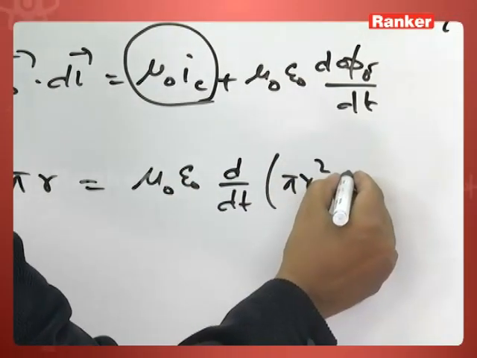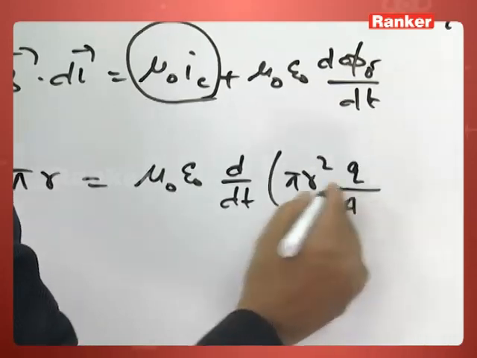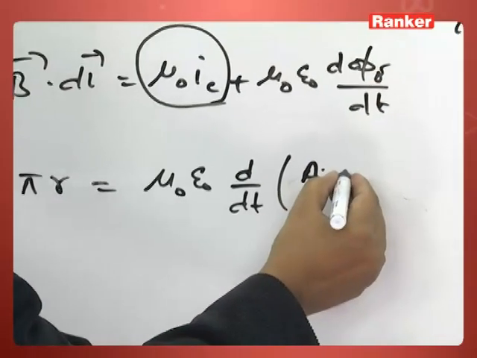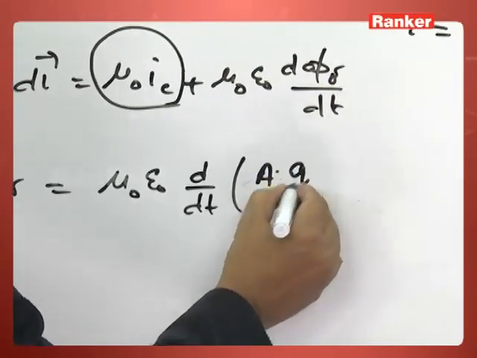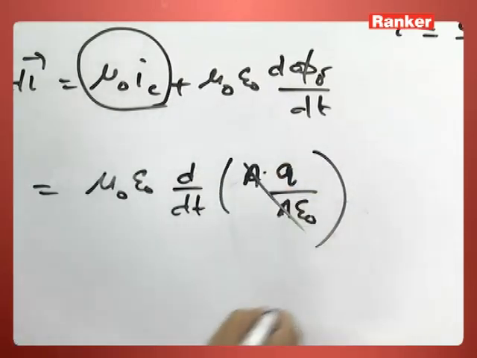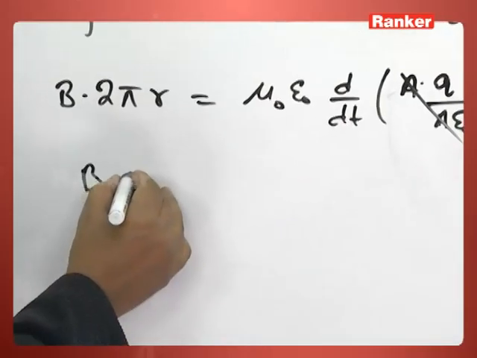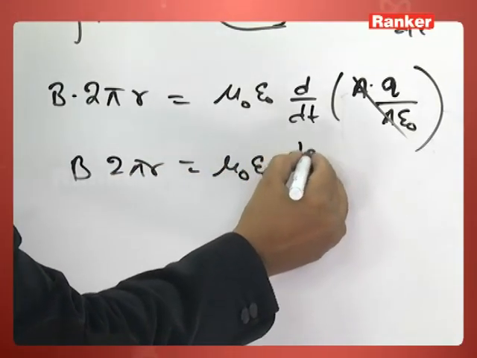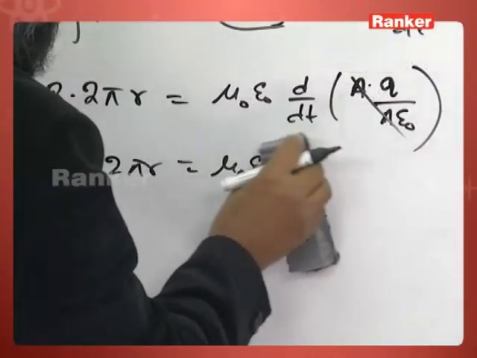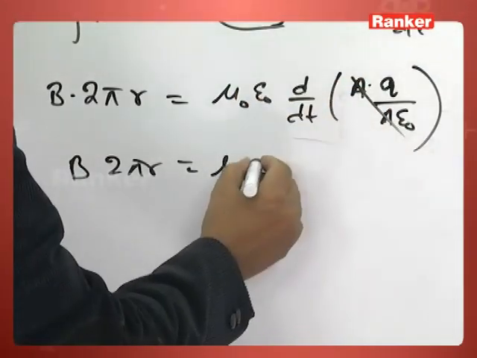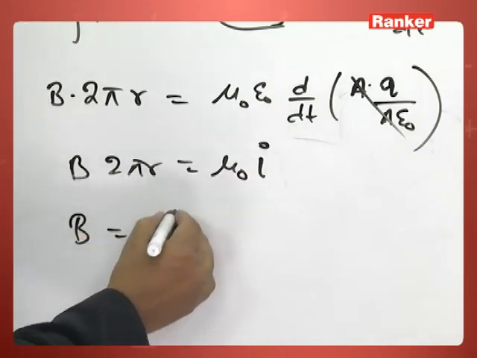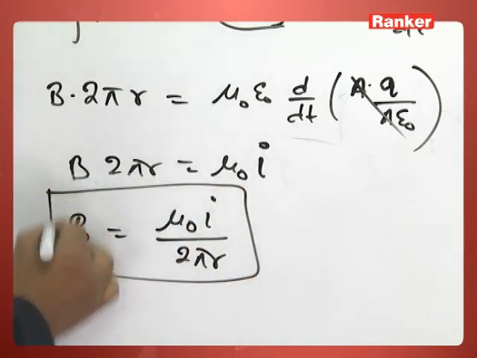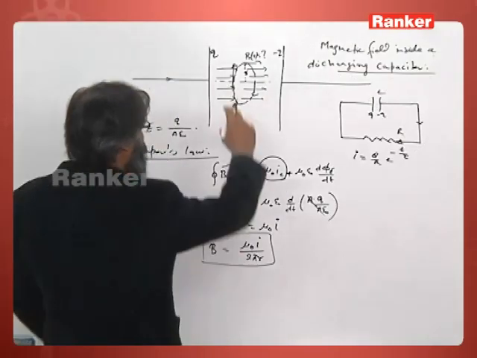So the electric field is Q by A epsilon naught. This cancels out. So this becomes 2 pi r times mu naught epsilon naught times dQ/dt, where epsilon naught also cancels out. So dQ/dt is the current. So we have B is equal to mu naught I by 2 pi r. This is the magnetic field within this region.